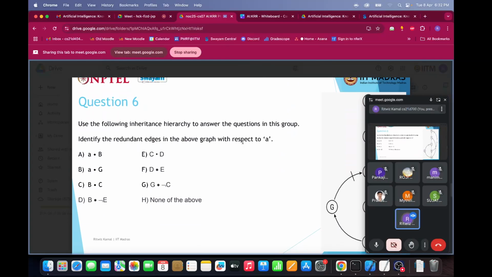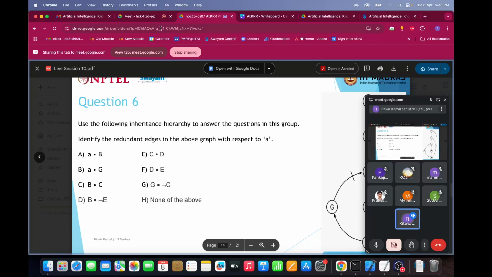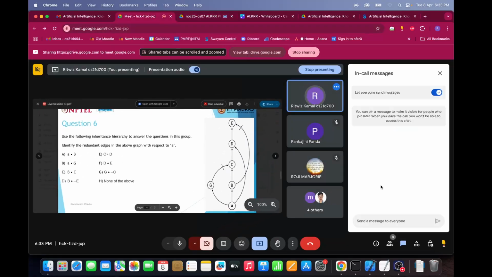So in this, it's the same inheritance network or hierarchy that is given to us, but now we have to identify which of these edges are redundant with respect to the node A. Okay, so again I'll let you think over it for a couple of minutes and then we can have a discussion of the solution. I'll give you a hint. Only one option is correct.